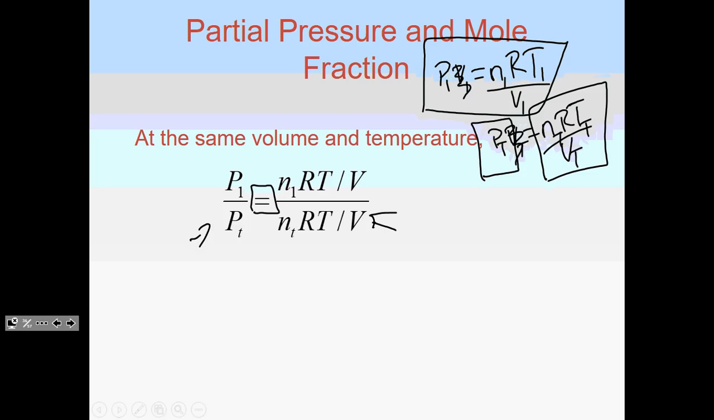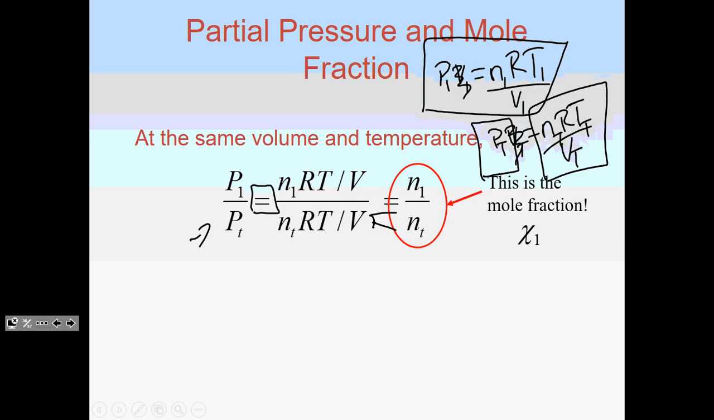So what I've now established is, after I cancel the nRT, what I'm left with is going to be P1 over P total is going to equal n1 over n total. Kind of like I did before with the same gas under initial and final conditions. P1 over P2 would equal n1 over n2. But now what I'm relating it to is not the same gas, just under different conditions, but I'm relating the pressure of one of the gases and its number of moles to the total pressure and the total number of moles. So what we've really done is we have looked at the relationship between the partial pressure to the total pressure and the partial number of moles to the total number of moles.